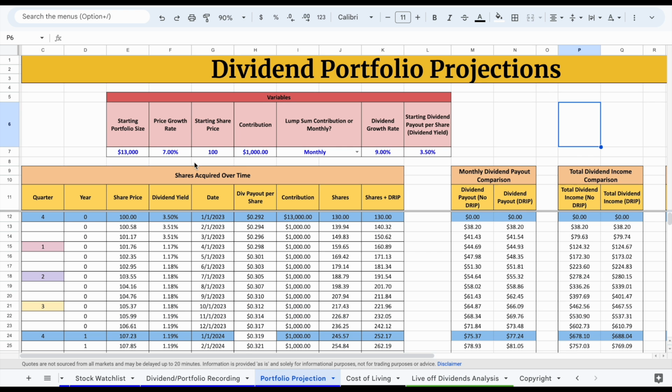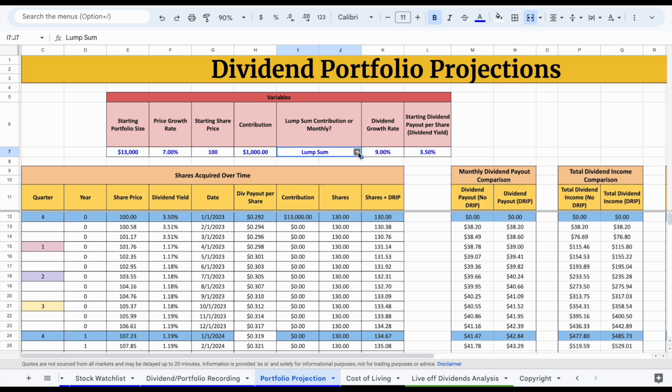And of course, you can see in that scenario, starting portfolio size of $13,000. We had a price growth rate assumption. We had a dividend growth rate assumption. We're assuming we're contributing $1,000 a month. And of course, you could see if you did a lump sum what that would look like as well, which is a cool feature. And then you plug in the starting dividend yield for your portfolio.